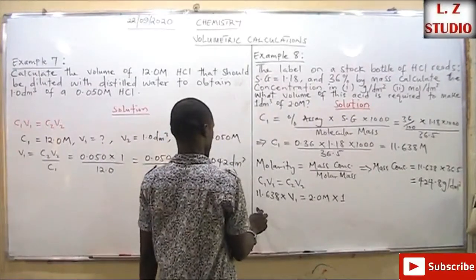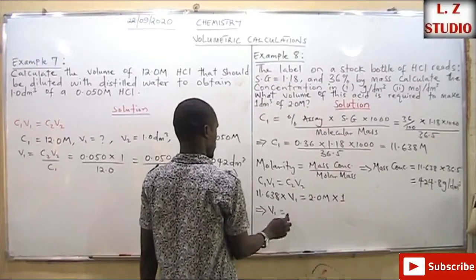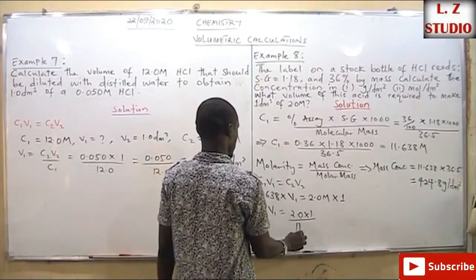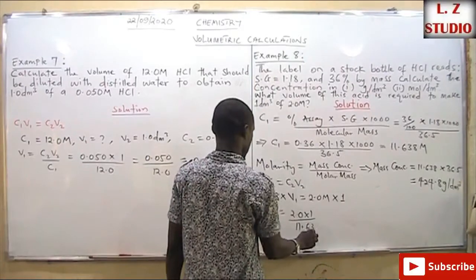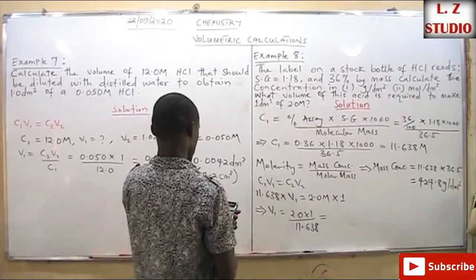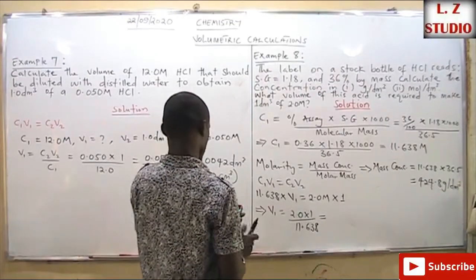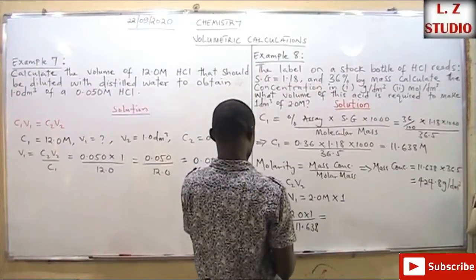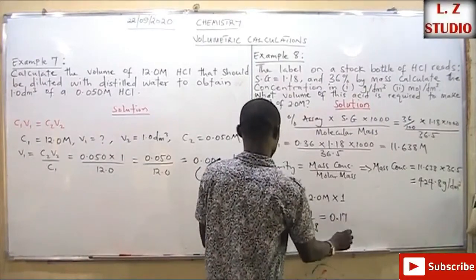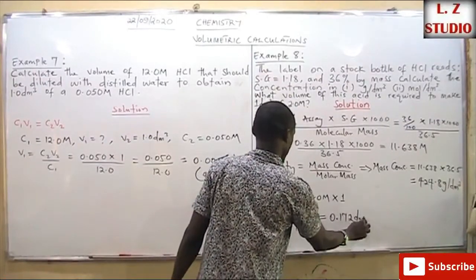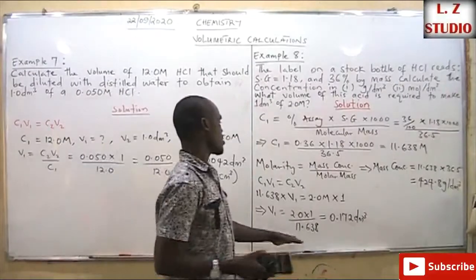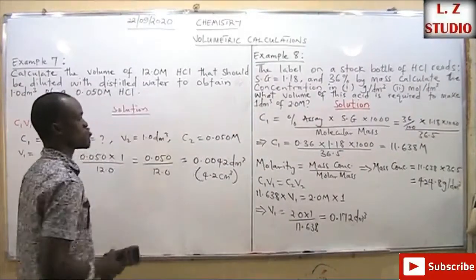So V1 is equal to 2.0 times 1 divided by 11.638. By the time we do that, we have 2 divided by 11.638. Are we together? So the volume is going to be 0.172 dm cube. That is the volume of the acid that will be required to prepare this acid solution of 2.0 molar concentration.